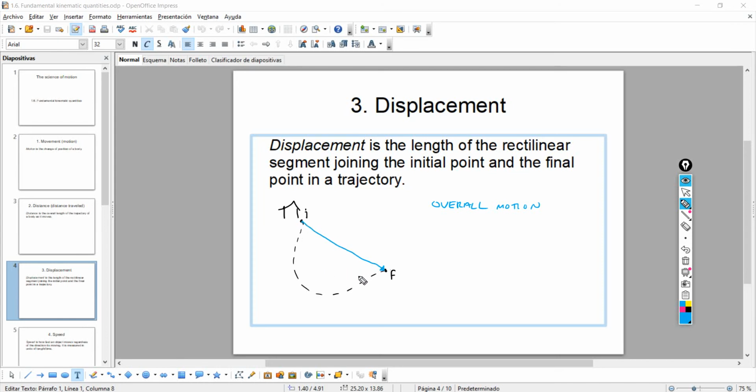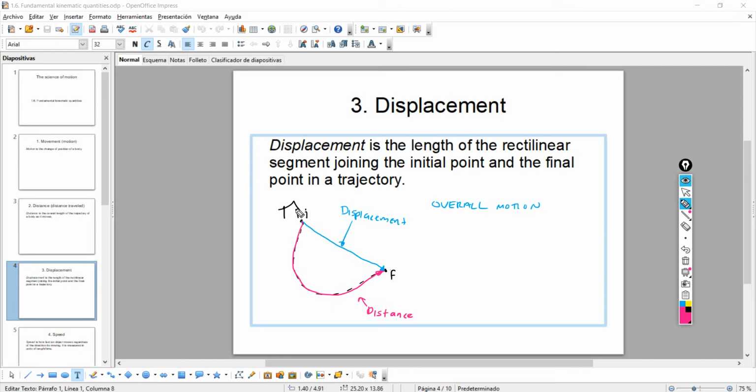You draw a straight line joining the initial point with the final point, and you measure the length of this rectilinear segment joining I with F. The length of this, guys, would be the displacement of the dog. This is the displacement, and in red I'm gonna draw the distance traveled. All of this is the distance traveled. If you measure all of this red line, that would be the distance traveled, and if you measure the blue line, that would be the displacement.